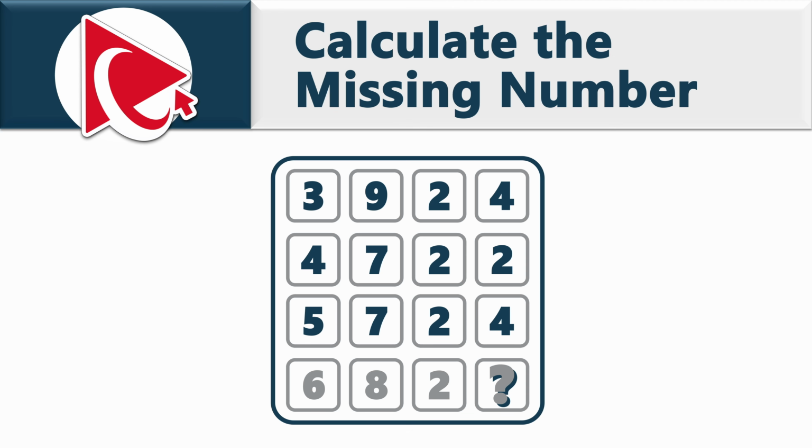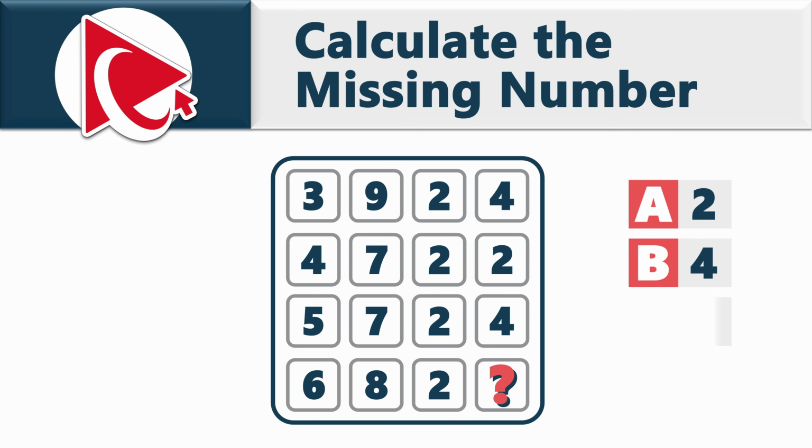And then the last row contains numbers 6, 8, 2, and then comes the missing number, which you need to calculate and select out of 4 possible choices. Choice A, 2, choice B, 4, choice C, 6, and choice D, 8.